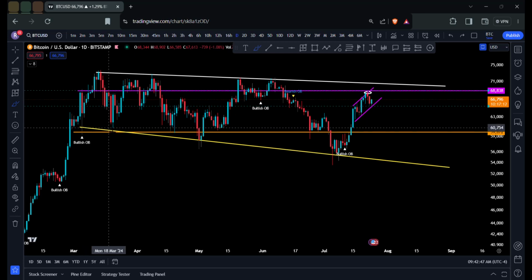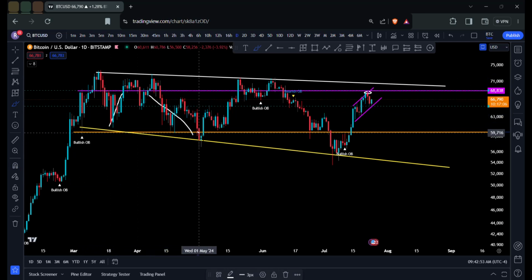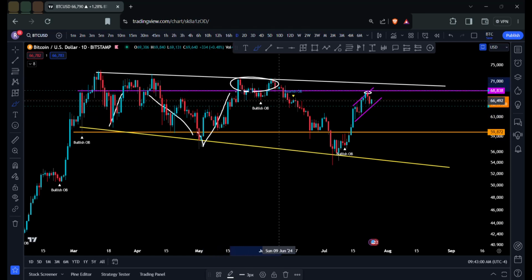Because you could see here we went from the yellow to the purple, but the greed level was from the purple to the white. We came down to the orange and then greed level to the yellow, but we came back into the trend to the purple. And where did we go to? The greed level of the purple and the white.